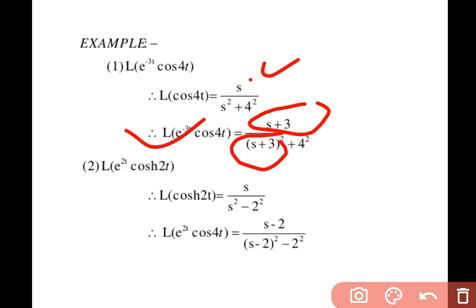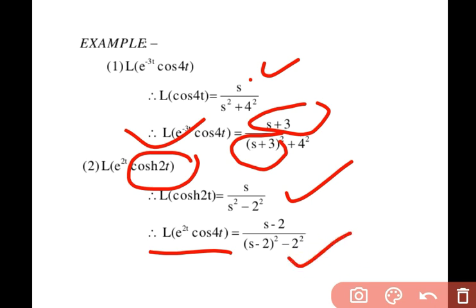Similarly, we can find the Laplace of e to the power 2t and cos hyperbolic 2t. First, we find Laplace of f of t, and f of t is equal to cos hyperbolic 2t, which is equal to this. And then using the first shifting theorem, we get Laplace of e to the power 2t cos hyperbolic 2t equal this much. Simply we put s minus 2 in place of s.